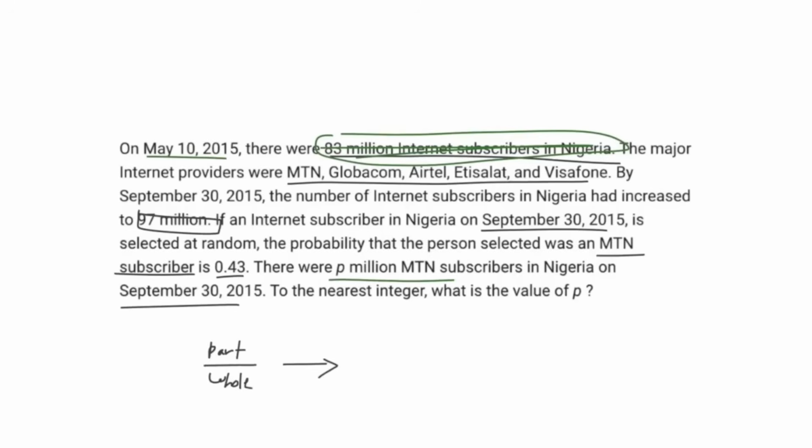So if we think about it, the whole value is just what we have in total, right? And what we have in total right now in terms of all the internet subscribers in Nigeria is 97 million. So we just write 97 million there. And now we have to think about the part. So the part is the number of MTN subscribers, right? So we know that the number of MTN subscribers is in terms of P, but P by itself is P million, right? So what we really have is P times 1 million.